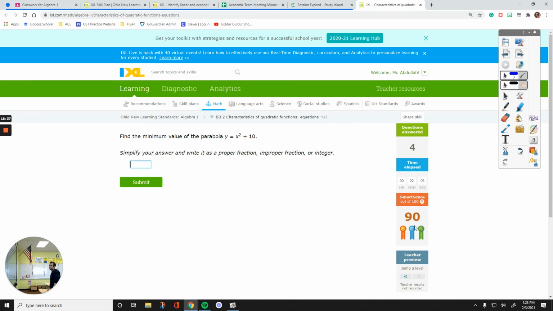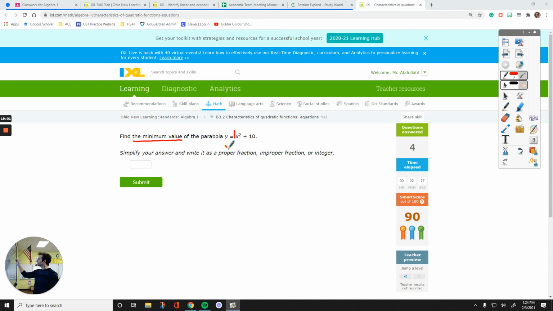Okay. Let's get back one level. Okay. So find the minimum value of the parabola y equals x squared plus 10. I know it is going to have a minimum value, even if they didn't mention it, because this one is positive 1 squared. The graph is going to open up. I will have a minimum point in the bottom.